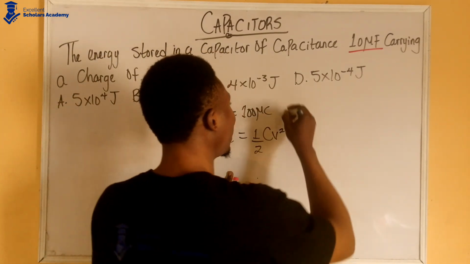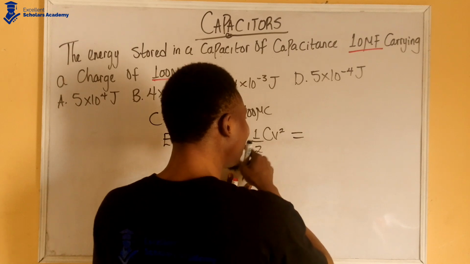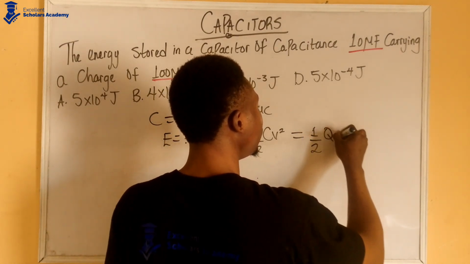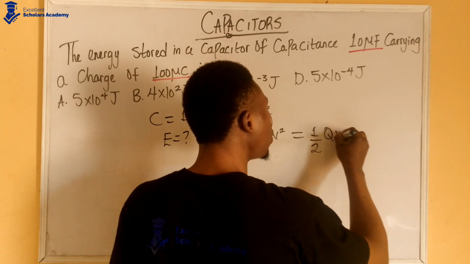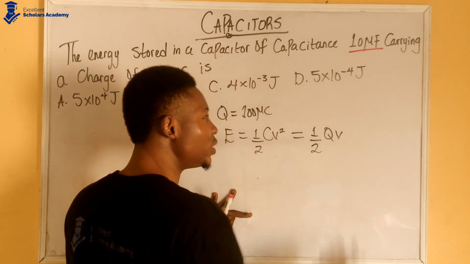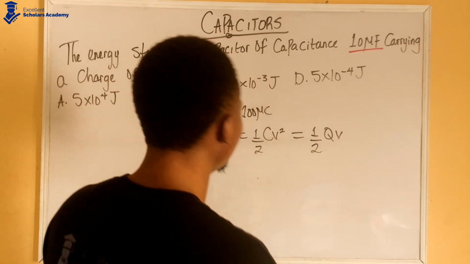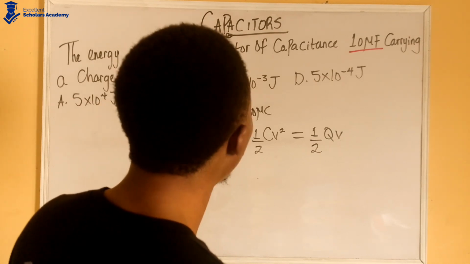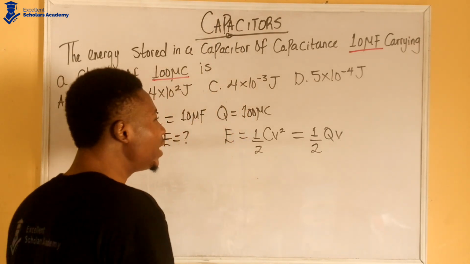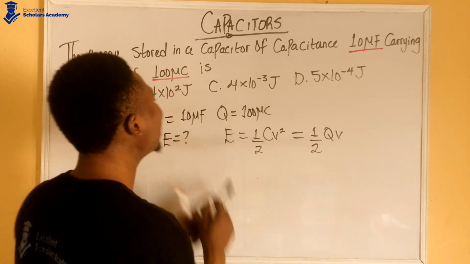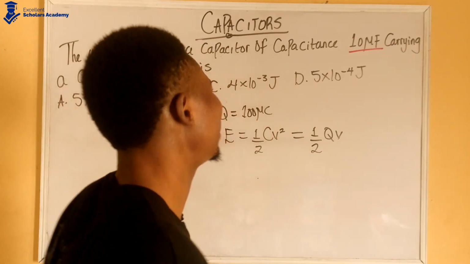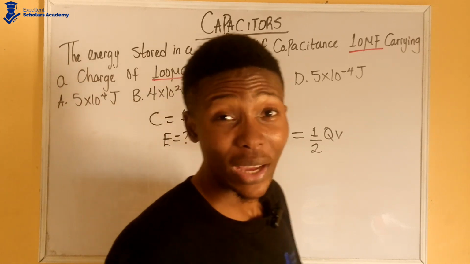Now don't forget that I told you that energy stored in a capacitor is also half QV. Now this formula also has voltage, which is also called potential difference. So how can we find the energy stored here without the voltage? How is that possible? Yes, we can find it.